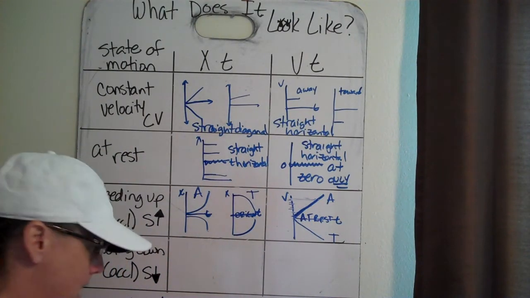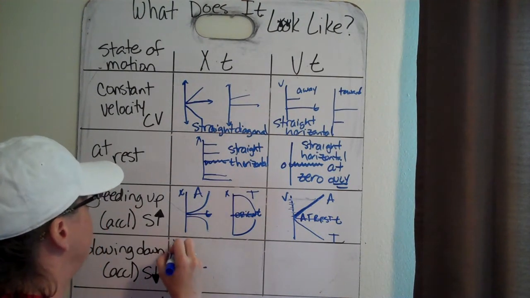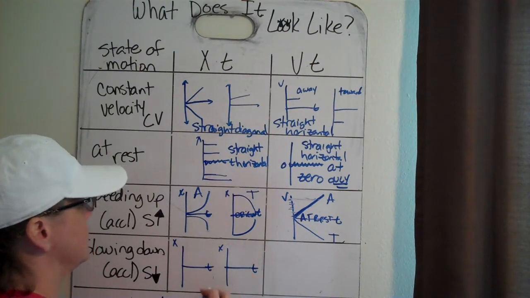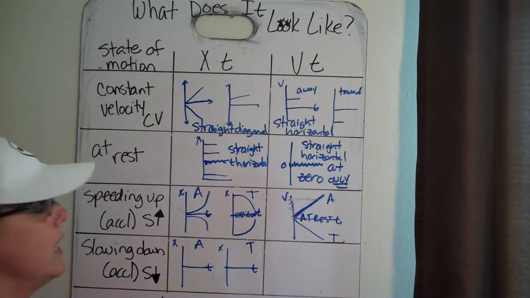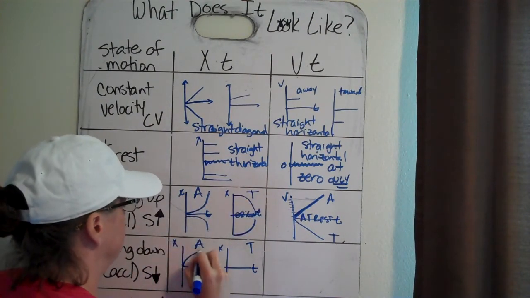If we have slowing down, we have a position time graph. We'll do 2 of those. Position time graph. This one's going to be going away and this one's going to be coming toward. And if we're slowing down again, it's going to have a curve to the line.